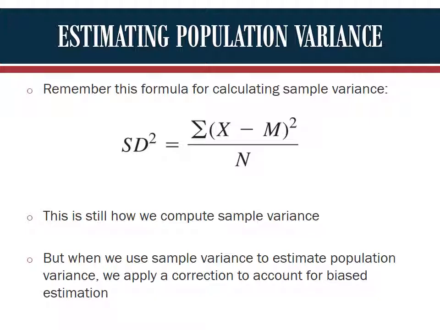But again, when we use sample variance to estimate population variance so that we can do a single sample t-test, we've got to apply a correction to account for that biased estimation.